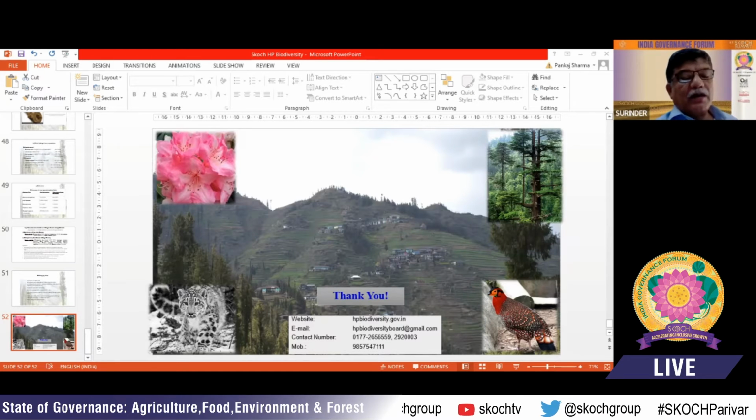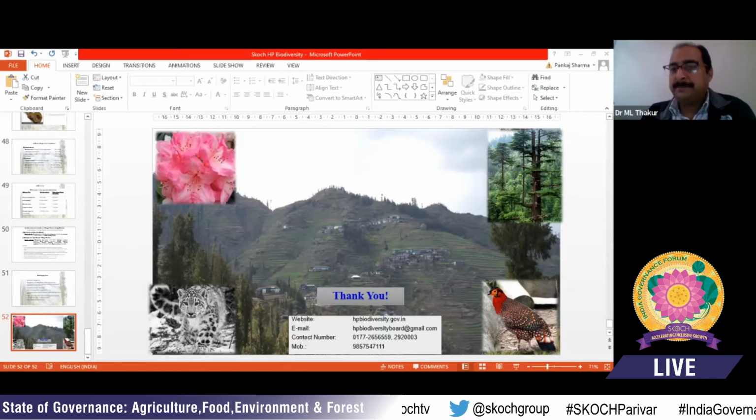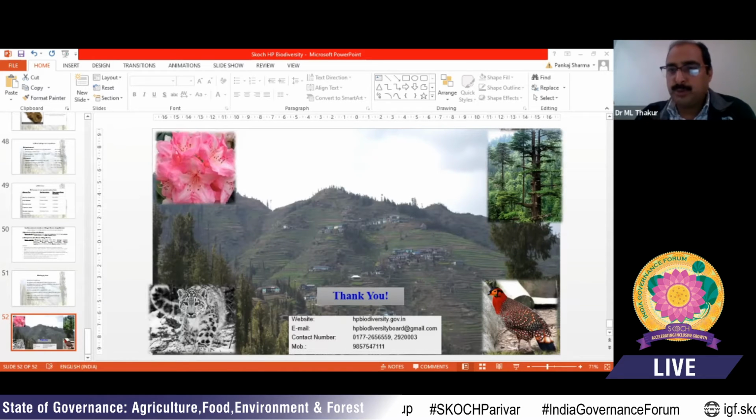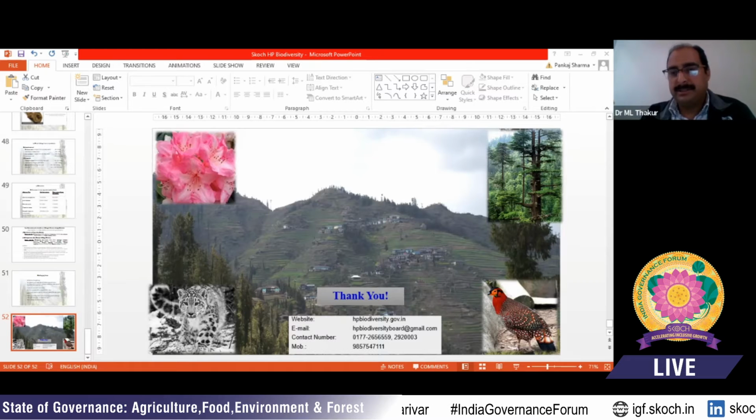And what is the role of local bodies? Local bodies actually constitute the BMC through resolution, sir. In most of the cases, the chairman of the BMC is the Gram Panchayat Pradhan, sir, and the secretary is the secretary of the local body. And there are some provisions for monitoring the activities of BMCs by the Gram Panchayat and submission of an annual report to the Gram Panchayat by the BMC, sir.